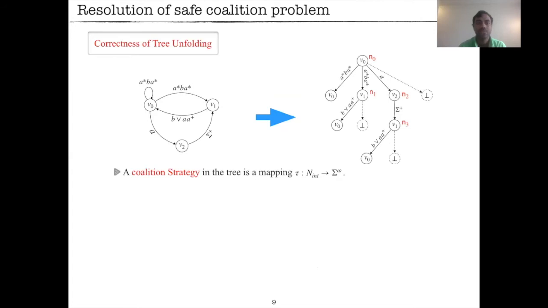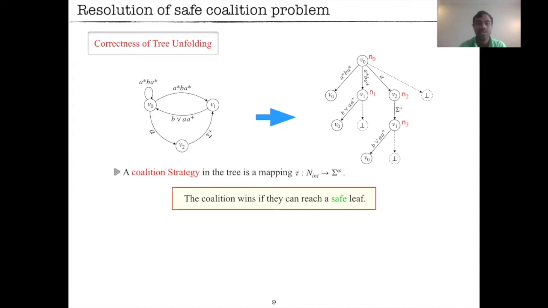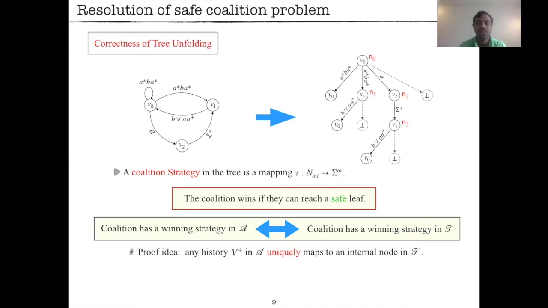Now we have reduced the arena into a finite tree. I will define a game on this finite tree. A coalition strategy in the tree is nothing but a mapping from internal nodes to sigma power omega. And we say that the coalition wins the game on the tree if they can reach a safe leaf, whatever the number of players is. Then we can show that the coalition has a winning strategy in the arena if and only if the coalition has a winning strategy in its unfolding tree.